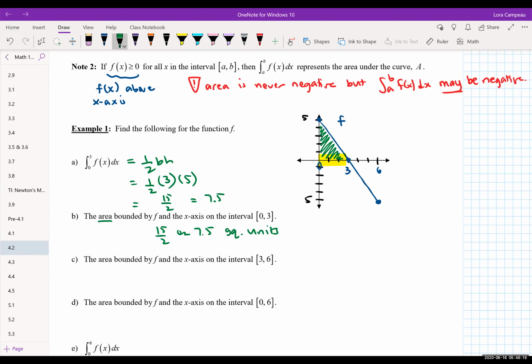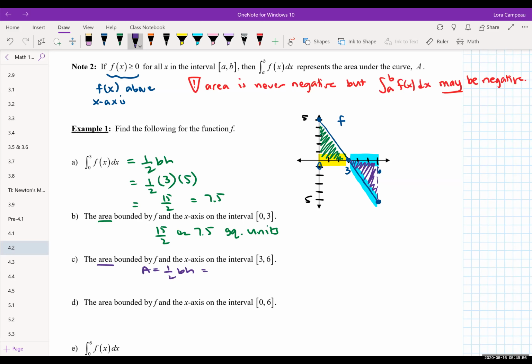So let's do this again. Let's look at the area bounded by f. So f, that's our function, and the x-axis on the interval 3, 6. So that would be this region right here. And if we are looking at this a little more carefully, I'll highlight this in purple. Again, we refer to area. So we have this region and you're noticing, okay, it's a triangle. And the triangle itself, what do we have? Area equals 1/2 of base times height.